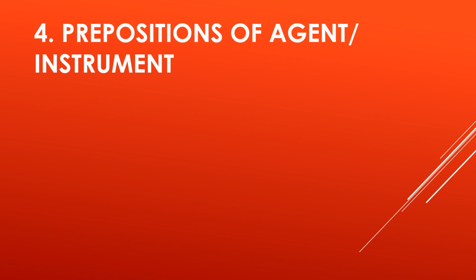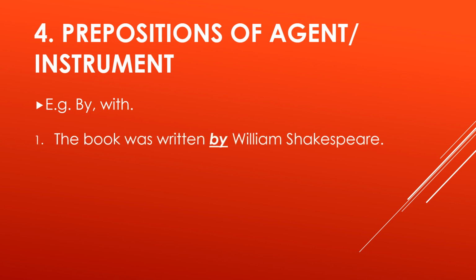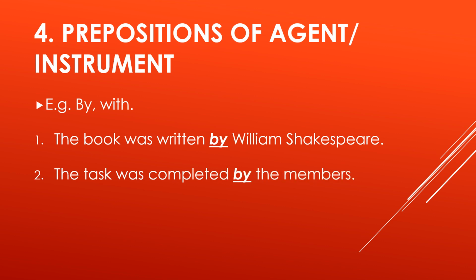Now let's go on to prepositions of agent or instrument. Examples of these prepositions include by and with. Sentences containing prepositions of agency are usually in the passive voice. For example, the book was written by William Shakespeare. The task was completed by the members.